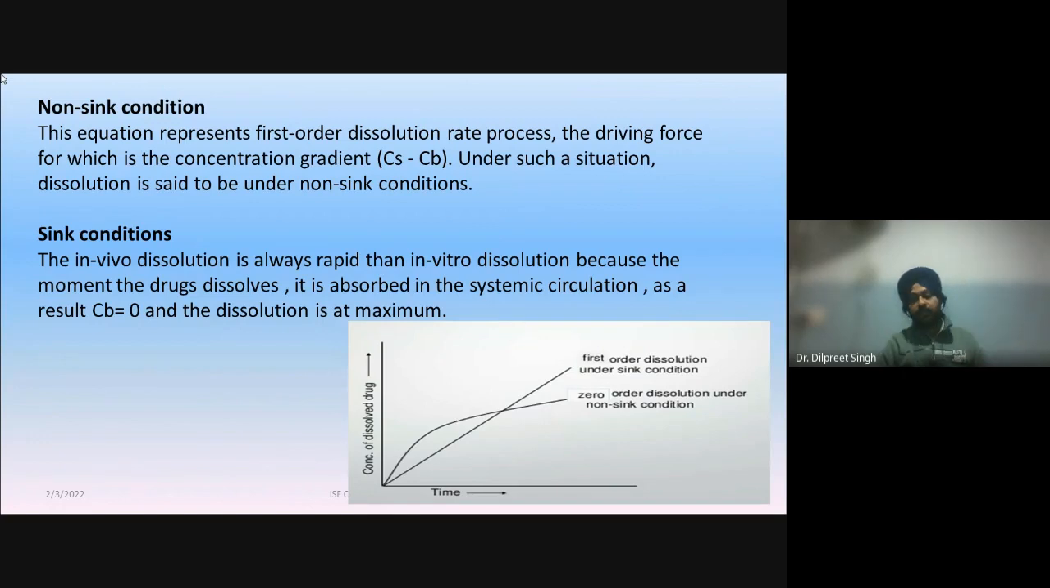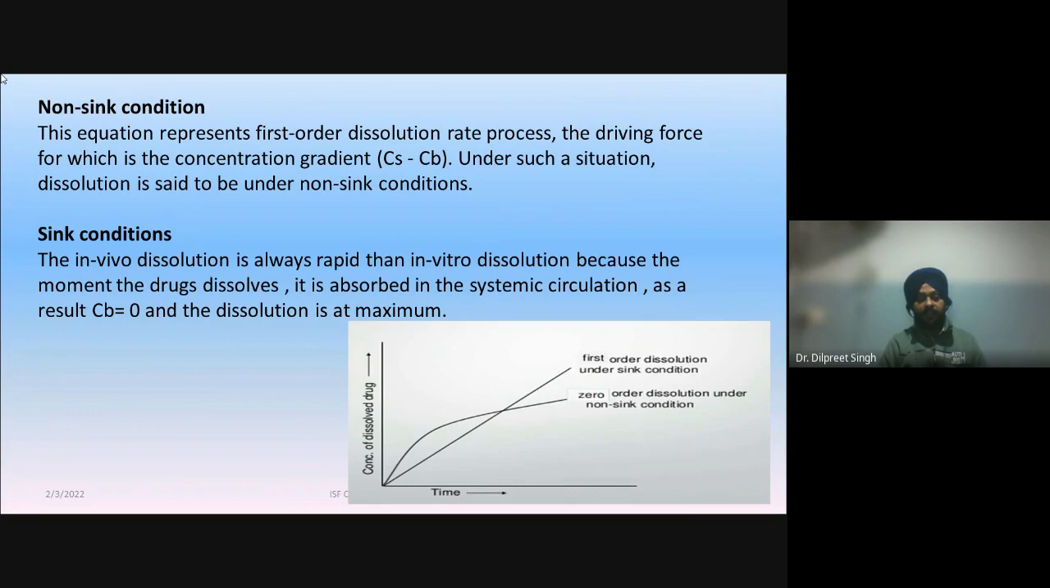When we talk about Fick's second law of diffusion, there is the creation of the sink condition. Sink condition represents the replacement of fresh fluid during dissolution of a particular solid. Non-sink condition represents the first order dissolution rate process, and the driving force, the concentration gradient generated, depends upon the time interval, upon how much solid surface is created, and upon how thick the stagnant layer is. If we talk about the stagnant layer, the dissolution is said to be under non-sink condition.